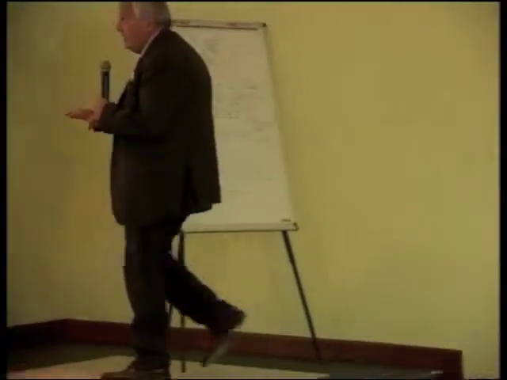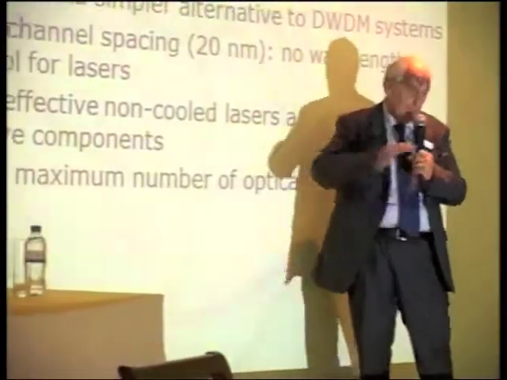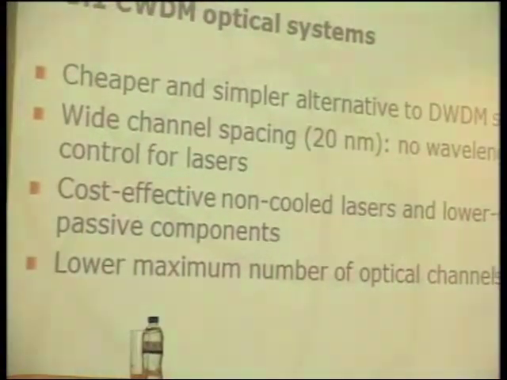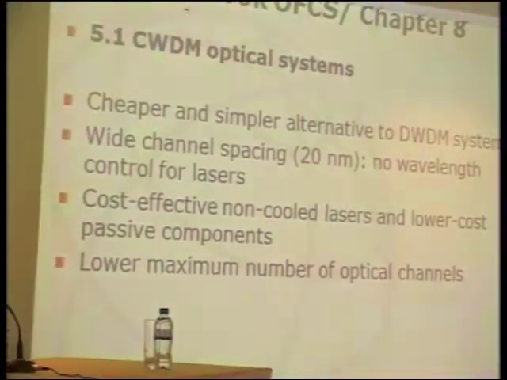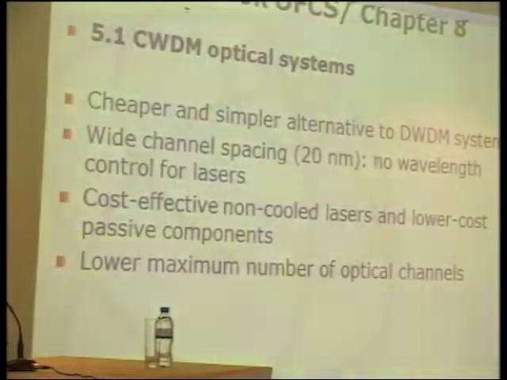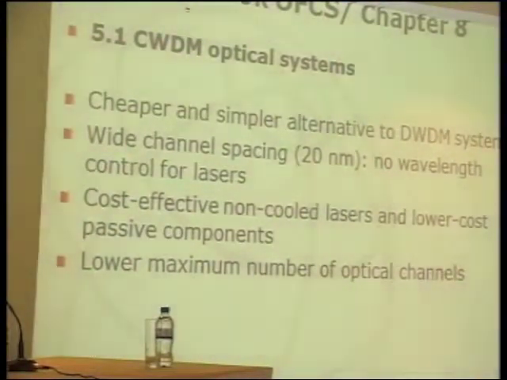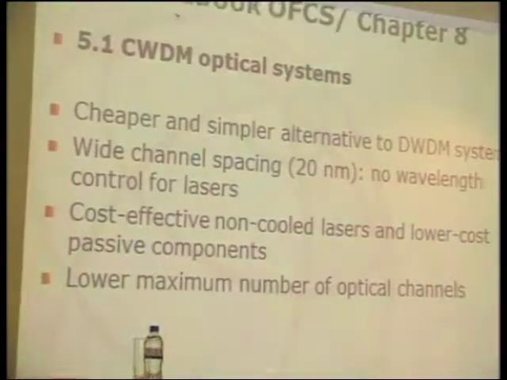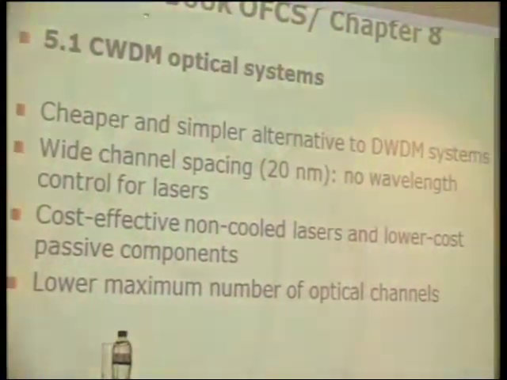However, I have to pay something. Last bullet. What I have to pay is that, of course, if the spacing between lambdas is 20 nanometers, in the same bandwidth I can put many fewer channels. So while with a DWDM system I can put 80 channels on the same fiber, with CWDM I can put 4 channels or 8, not more.